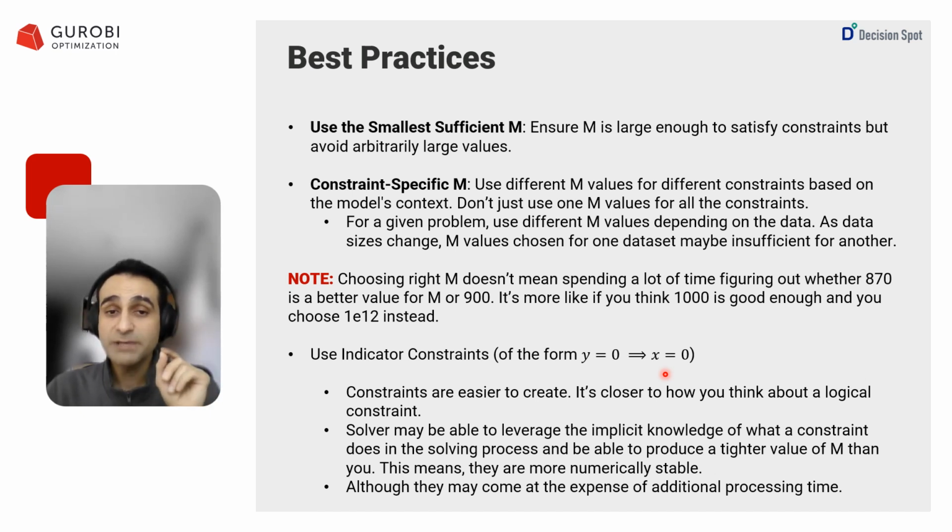Now, many people still prefer big M over indicator constraints when both are valid. But in my recent experience, even when I think I've chosen a sufficiently small M, indicator constraints tend to take advantage of the model structure more effectively and give me faster results. So my recommendation is to start with indicator constraints if possible. Then, if the runtime becomes an issue and you suspect the indicator constraints are the culprit, switch to the big M equivalent of those constraints and compare the performance.